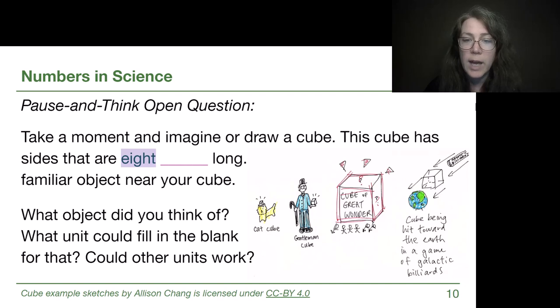So then you might have had a cube sitting on top of your pet cat that might have been 8 centimeters across, a gentleman cube dressed up all fancy where maybe it's 8 inches across. But we could have lots of different units. And in astronomy, there are some really big units that 8 AU, astronomical units we're going to learn about, would be out past the planet Jupiter. So I want us to recognize that we need to be aware of what units are trying to tell us with numbers.